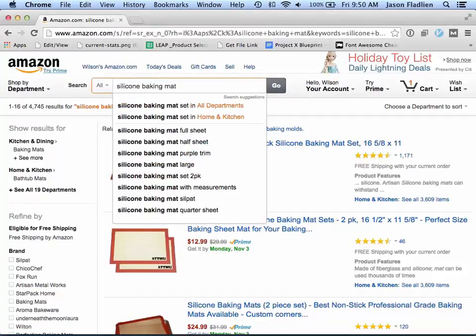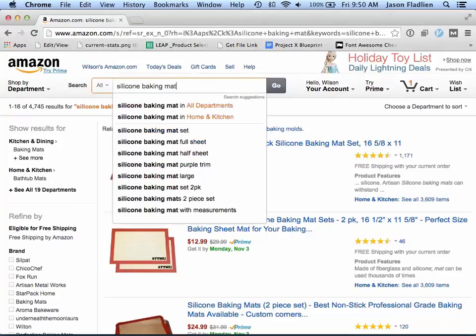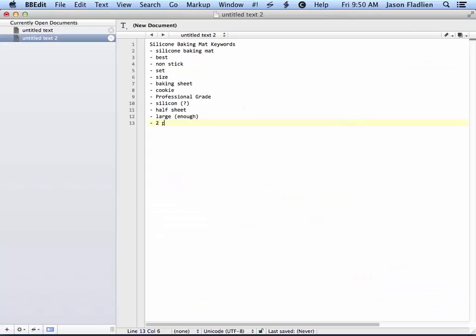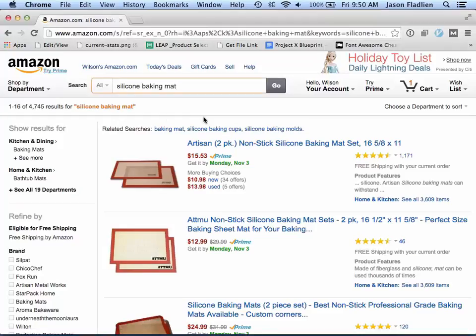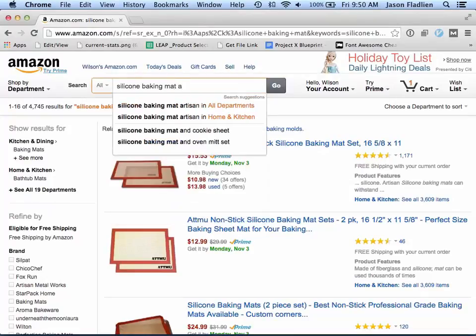Large, which wouldn't be applicable. I don't necessarily know for a half sheet, but I can actually use "large enough," so I can still target that keyword. It's just an idea that came to me there. Two-piece set, so it seems that two-piece set is better than just "set" like we have up here, right? And let's see if we can pull anything else. With measurements, it might not make sense.